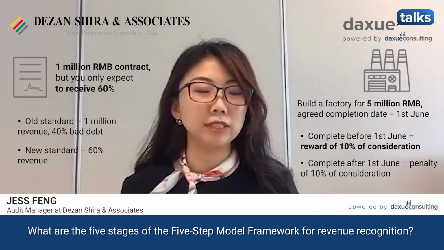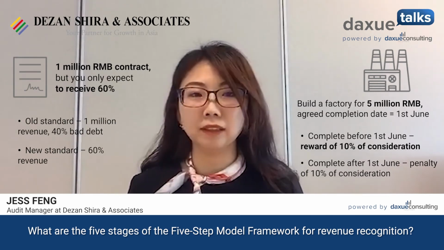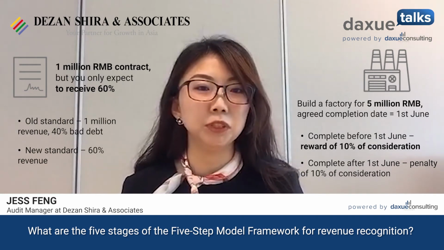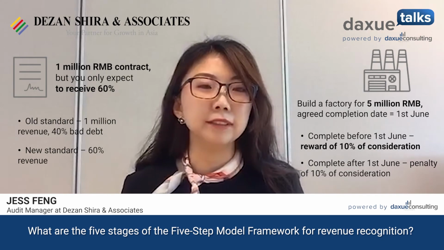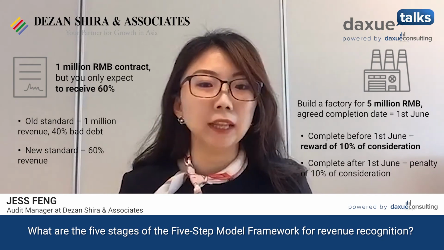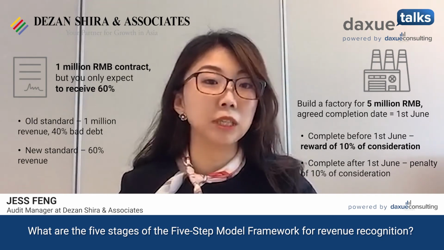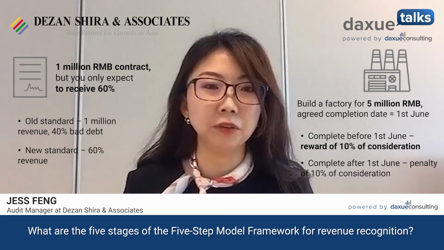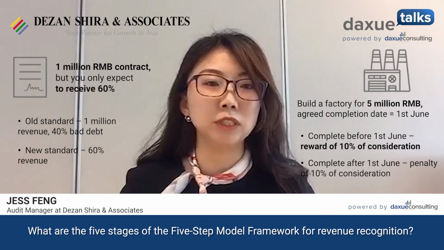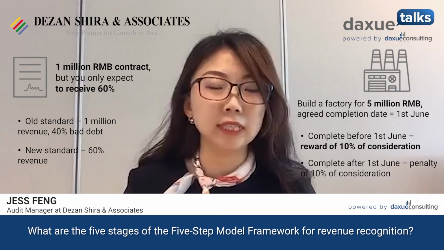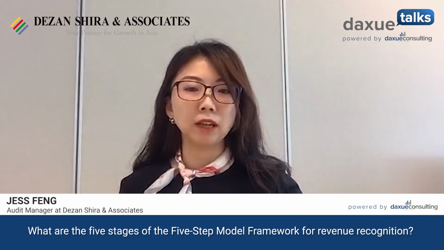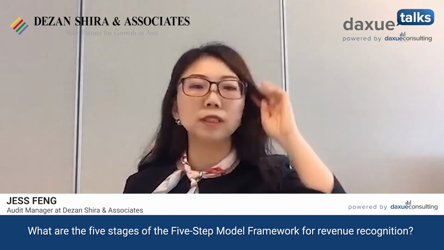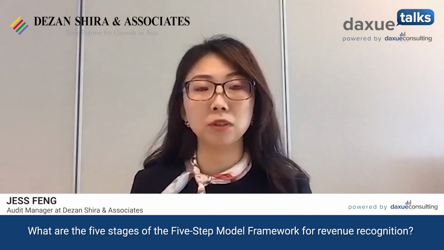So you need to estimate the amount of variable consideration based on its expected value in this case. For example, if you estimate that there is, say, 50% probability that you would complete the project on time and 50% probability that you would complete it before the completion date, then you need to calculate the expected value of the variable consideration, which is 10%, based on these probabilities. So this is one example of variable consideration.